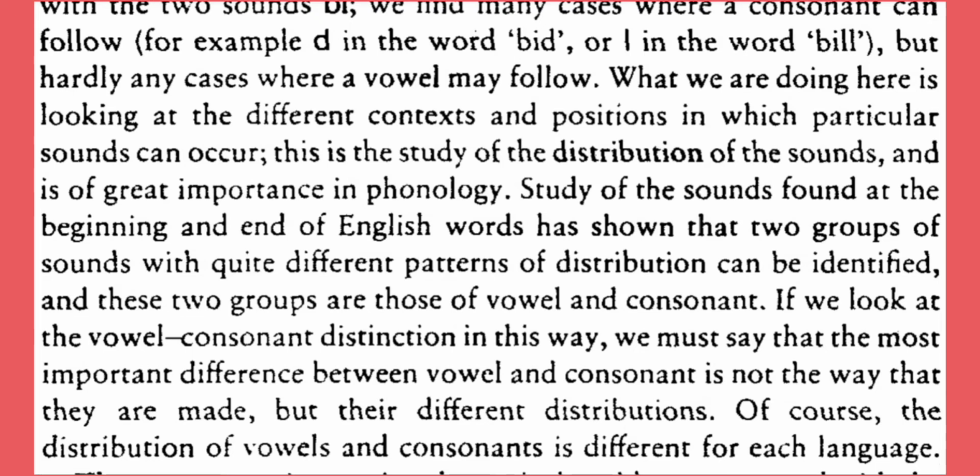A study of the sounds found at the beginning and end of English words has shown that two groups of sounds with quite different patterns of distribution can be identified, and these two groups are those of vowels and consonants. If we look at the vowel consonant distinction in this way, we must say that the most important difference between vowels and consonants is not the way that they are made, but their different distribution. Of course, the distribution of vowels and consonants is different for each language.